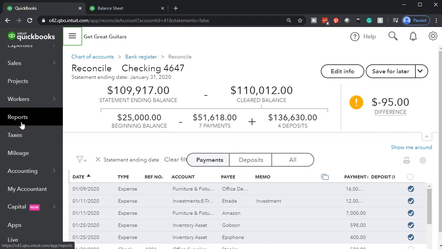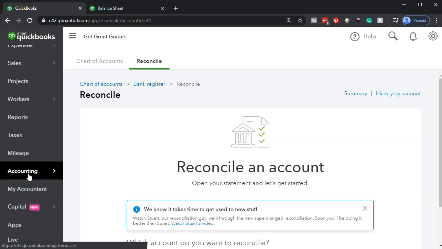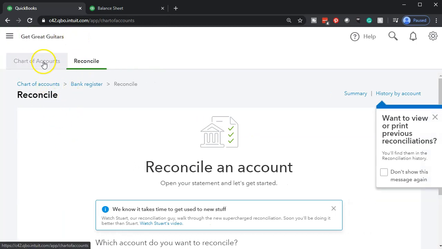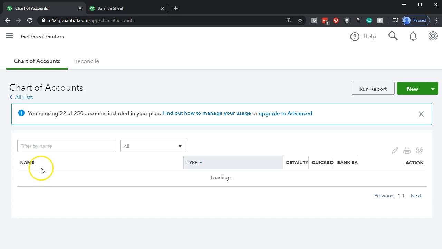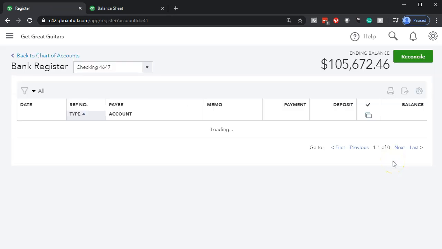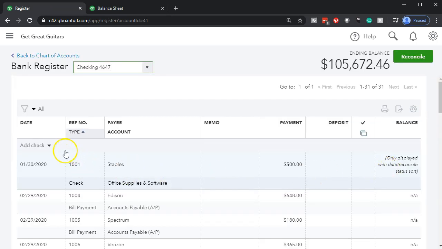So I'm going to go to accounting. And then we're going to close the old hamburger over here. I'm going to go to the chart of accounts. I'm going to open up the register for the checking account. And then I'm going to add a transaction.